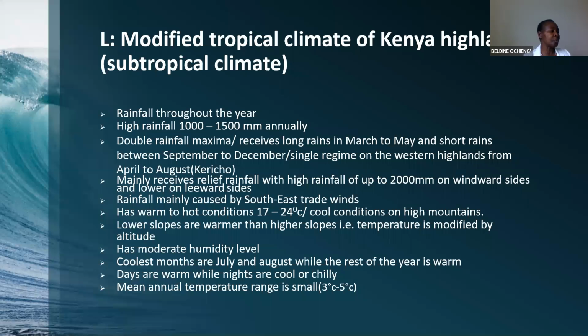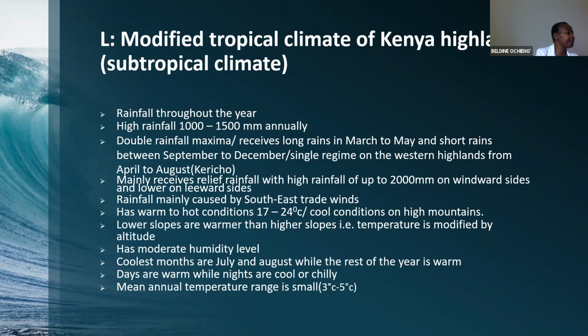High rainfall, 1,000 to 1,500 millimeters annually. Double rainfall, we talked about that. We have March to May for long rains, then short rains between September and December. Some books give us up to November, which is okay. Then we are talking of the Western Highland, Kericho in particular, has only one rainfall regime from April to August. All that period, Kericho receives rainfall. It even receives rainfall even today, differently from the Eastern Highlands.